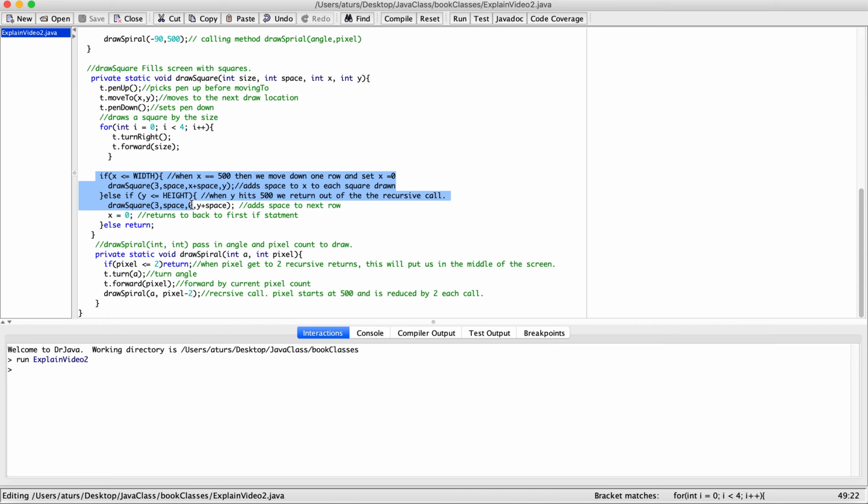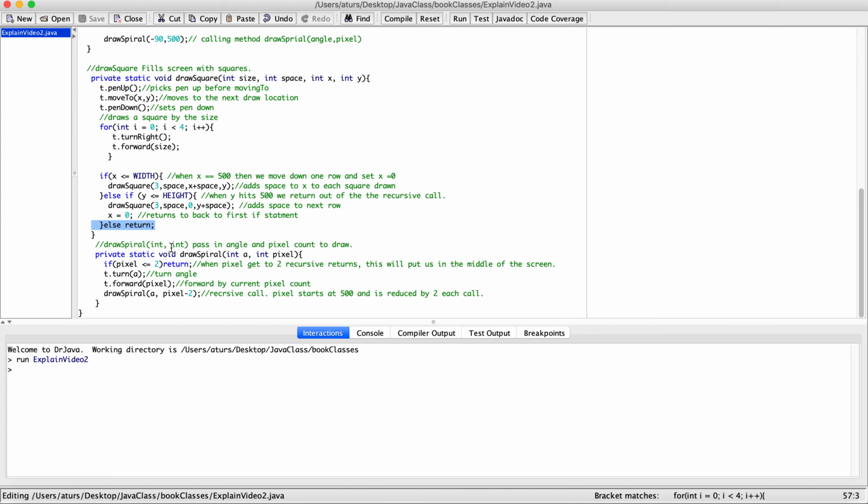Then when we go through our recursive, we want to check if x is less or equal to the width, which is set at 500. If it goes over, then we move down 1 row. And then we set x back to 0, which will then return back to this on the next pass. If y gets higher than 500, then we will return out of the recursive altogether.